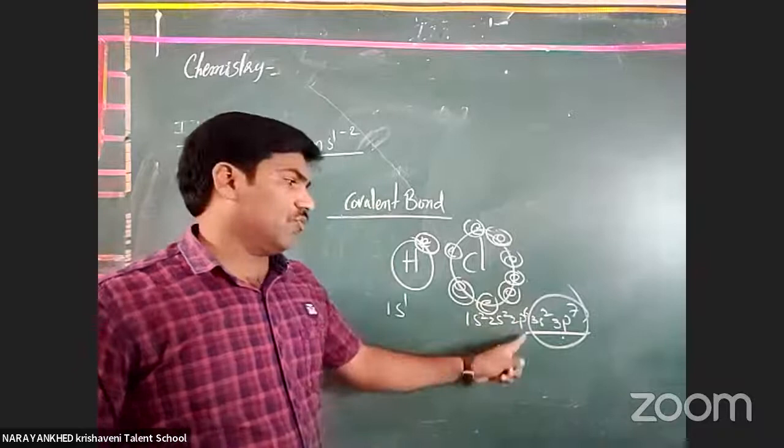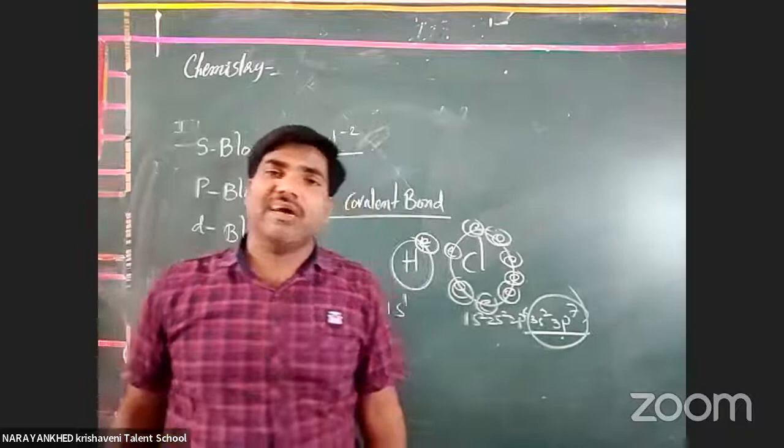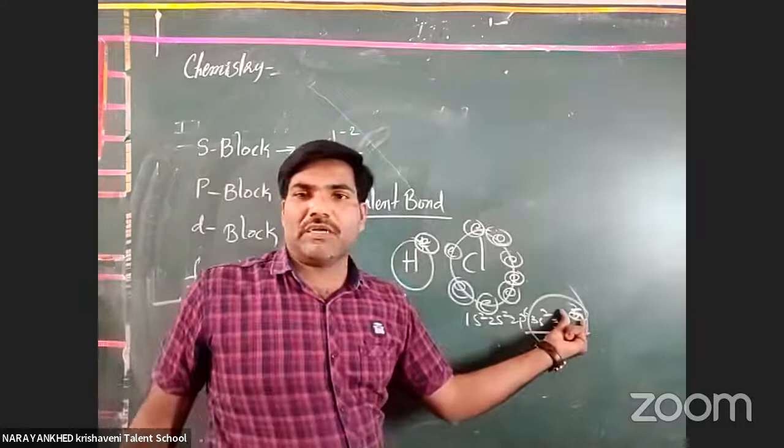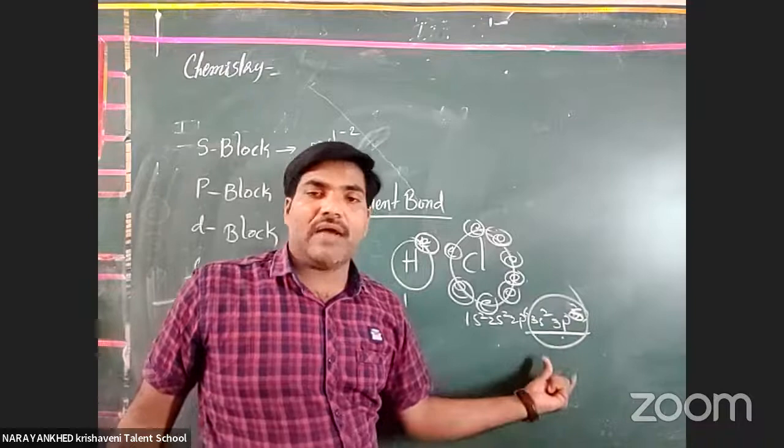Which electron configuration? Argon electronic configuration. Here it is 3p5, sorry. When it becomes 3p6, automatically it becomes what? 8 electrons in the outermost orbital. It follows the octet rule and it becomes stabilized.